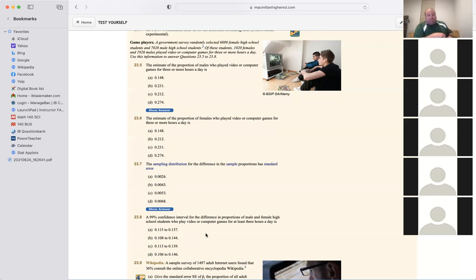6. What is my estimate for the proportion of females who played? 0.148. Done. Now, the sampling distribution for the difference in the sample proportions has what standard error? This one should not be immediate.